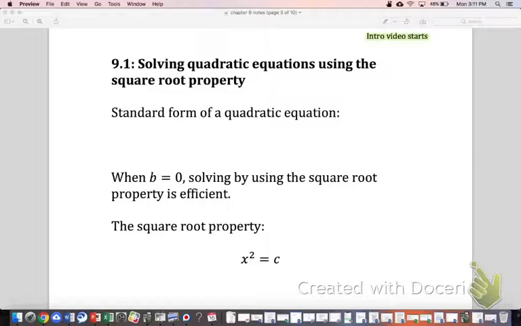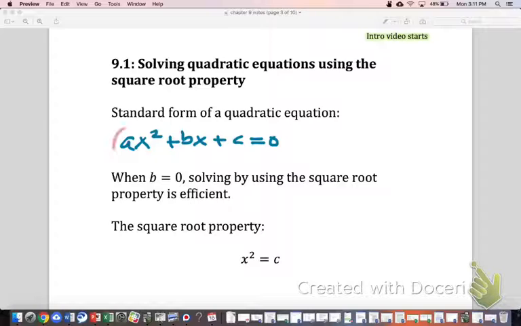This is the intro video for section 9.1 in Algebra 1. We're going to be looking at how to solve quadratics using the square root property. So let's review what the standard form of a quadratic equation is. It is ax squared plus bx plus c is equal to 0.